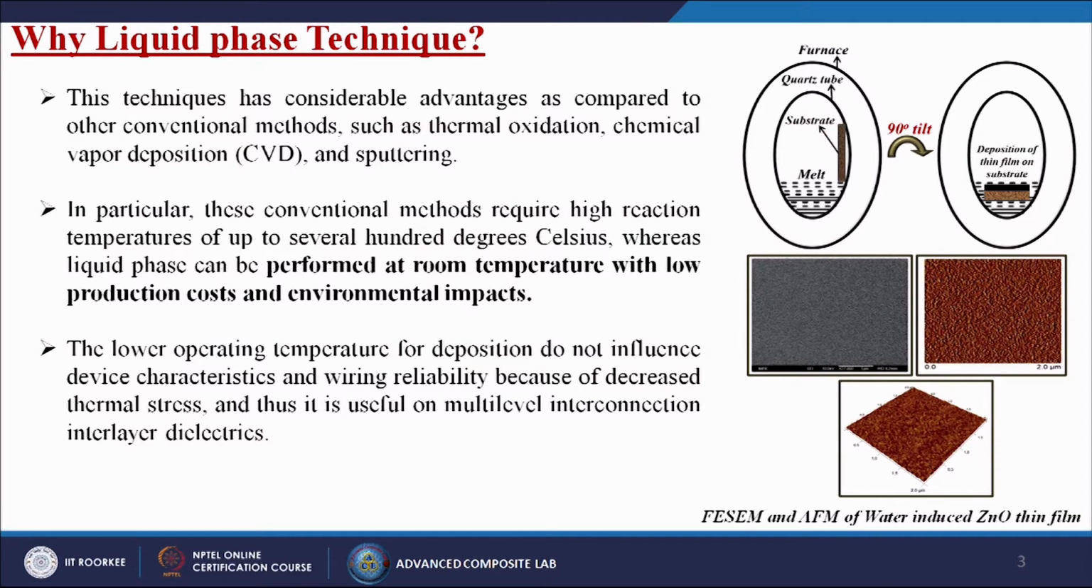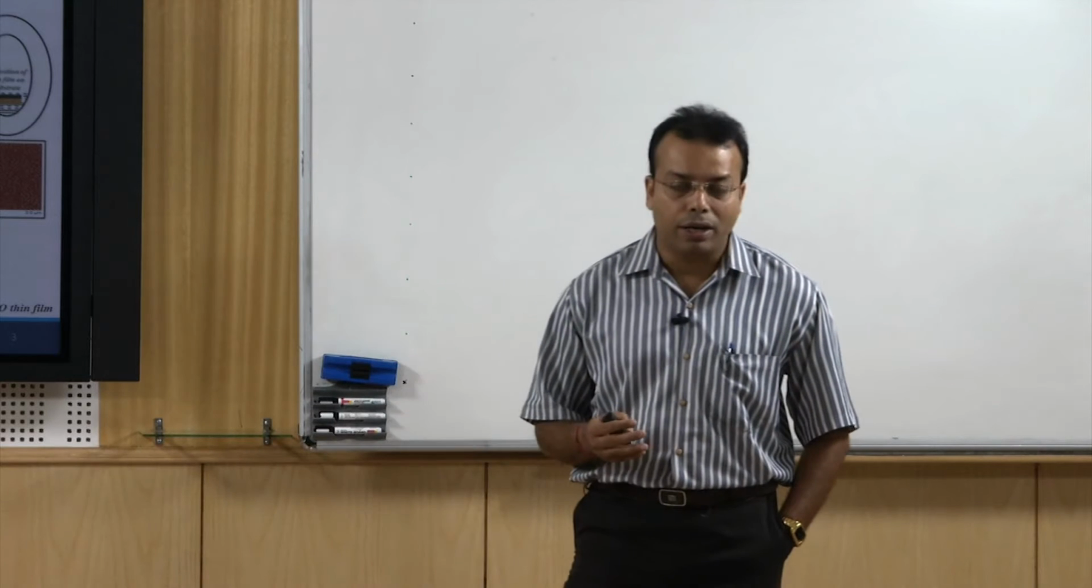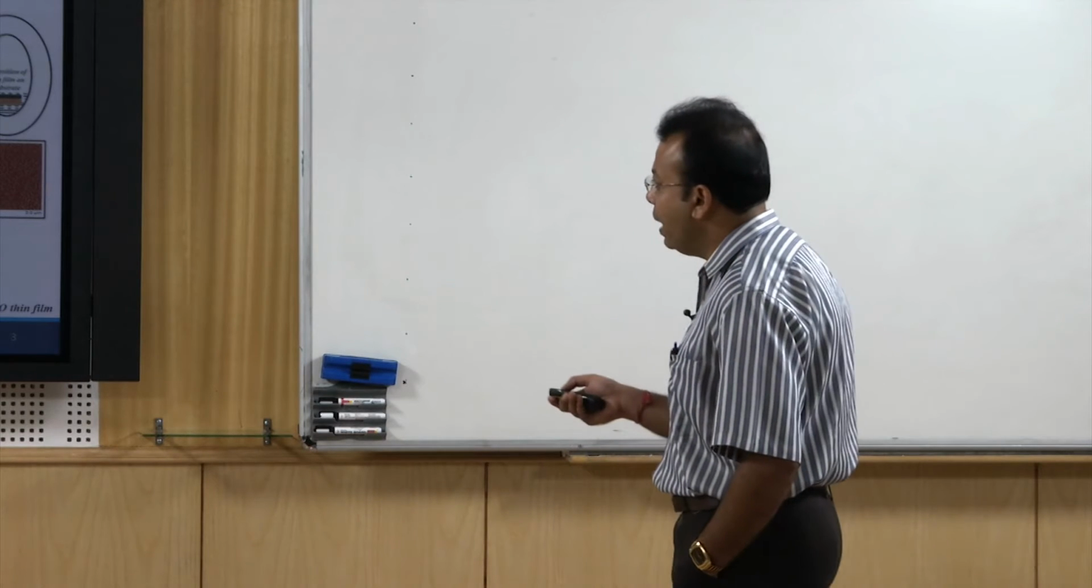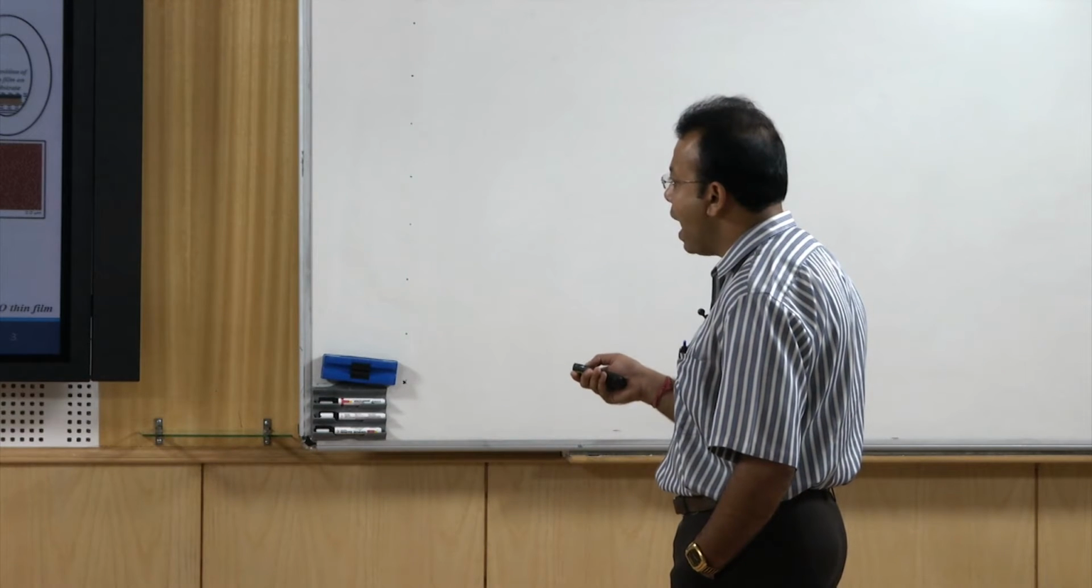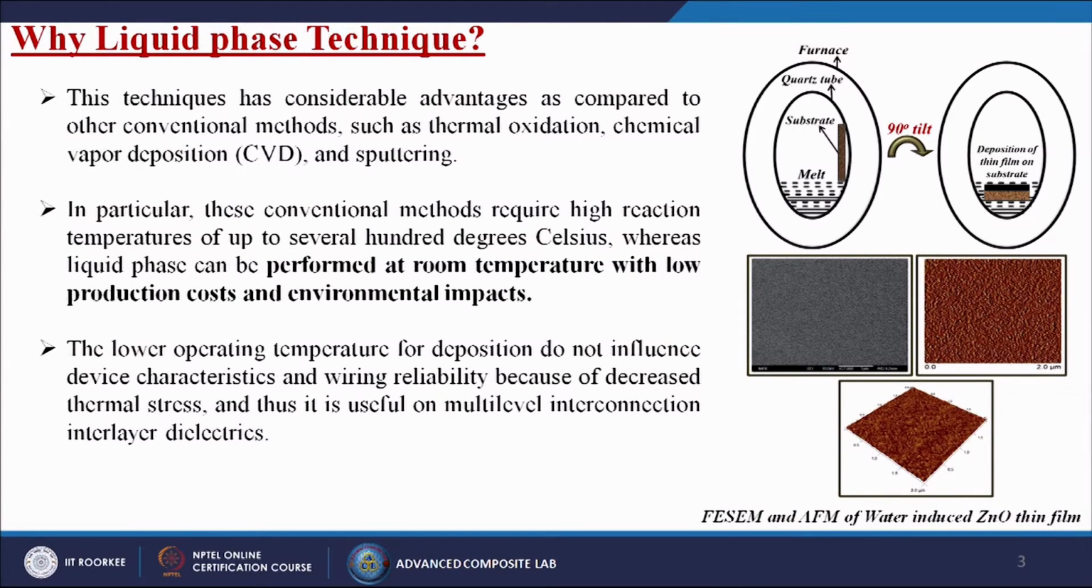So, here is an example. We have a quartz tube surrounded by a furnace, then we have the solvent and the substrate. Simply by rotating this, we put the substrate into the solvent, then chemical reactions take place by which we form a layer on the substrate itself. The images below are the FESEM and AFM images showing how we make water induced zinc oxide thin films onto the substrate itself.